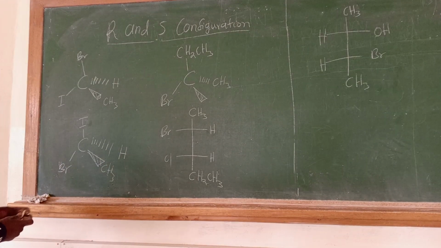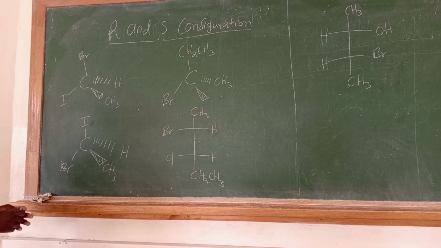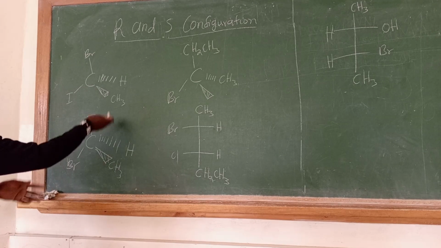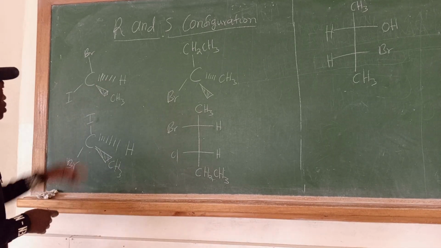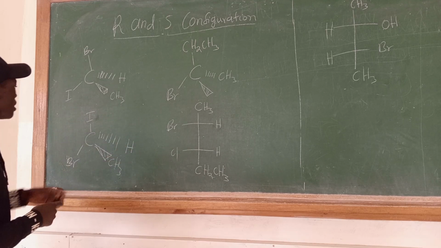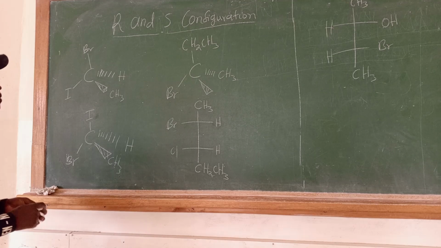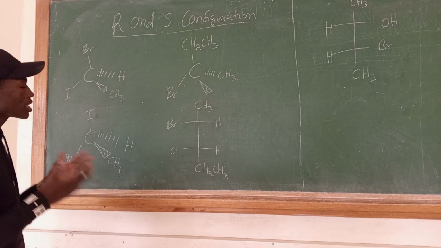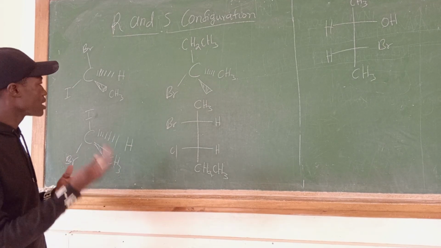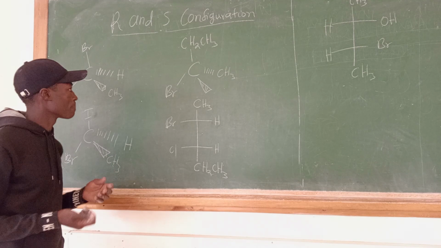We have this one. We have the chiral center, that's the carbon attached to various substituents. We have bromine, we have iodine, we have methyl, then we have hydrogen. So this sign here shows that it's located to the back. Then this one to the front, of course. Now, to interpret those ones, we are going to assign R or S configuration based on high priority groups. And how do we know which group is of high priority? Based on the atomic number.